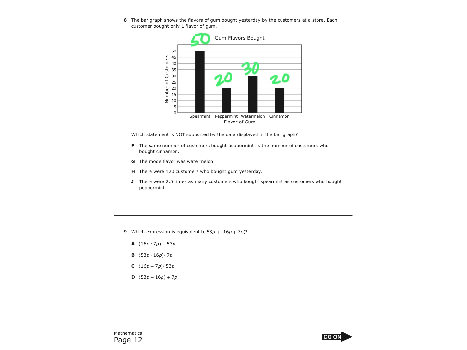So let's take a look at the question. Which statement is not supported by the data displayed in the bar graph? So if it says not supported, that means one of these four is false. So we're looking for a false statement. So there should be one false statement. And that means that there's 3 that should be true. So we need to look at all 4 answers and determine which one is false according to the bar graph. Okay, so let's take a look at that.